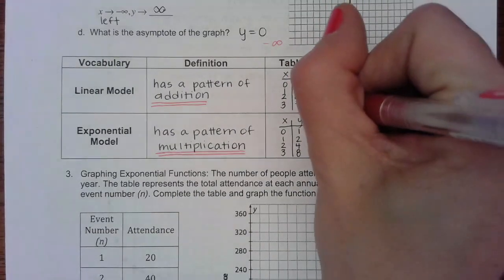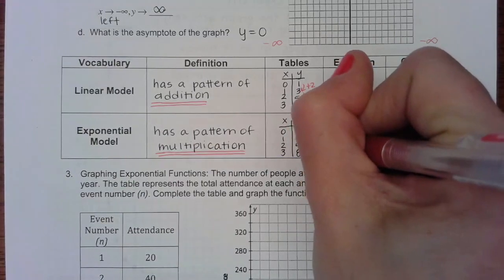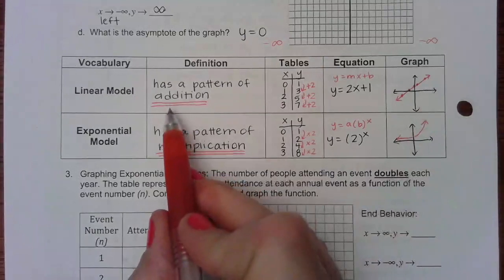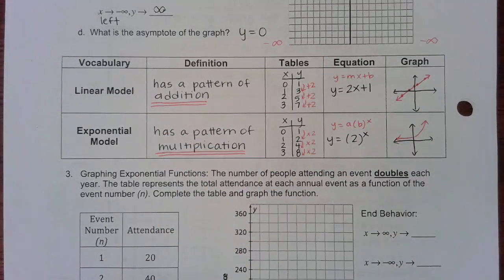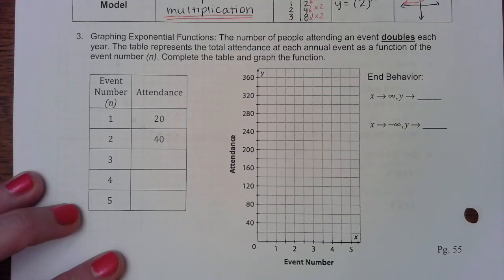On this one, you add 2 every time. But on this one, you're not adding 2 every time, you're actually multiplying by 2 every time. So if it's a pattern of adding, it makes it linear, and if it's a pattern of multiplying, then that's what makes it exponential. In question number 3, it wants us to create a graph based off of a word problem.